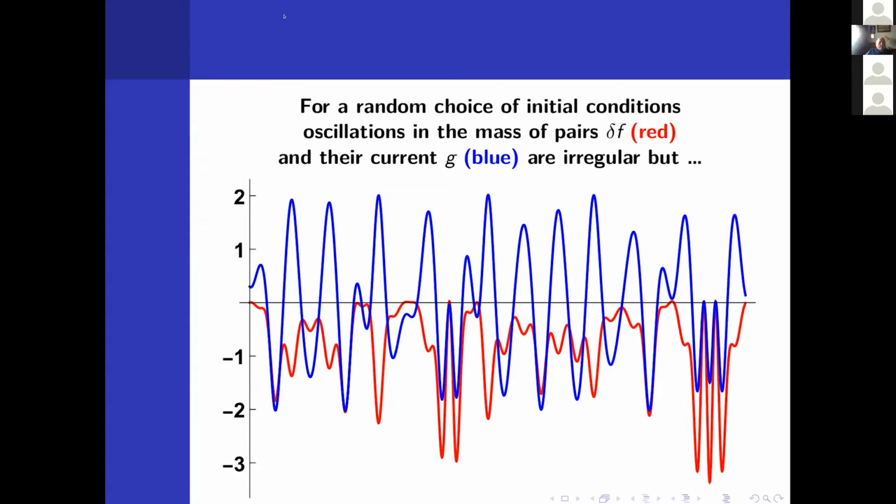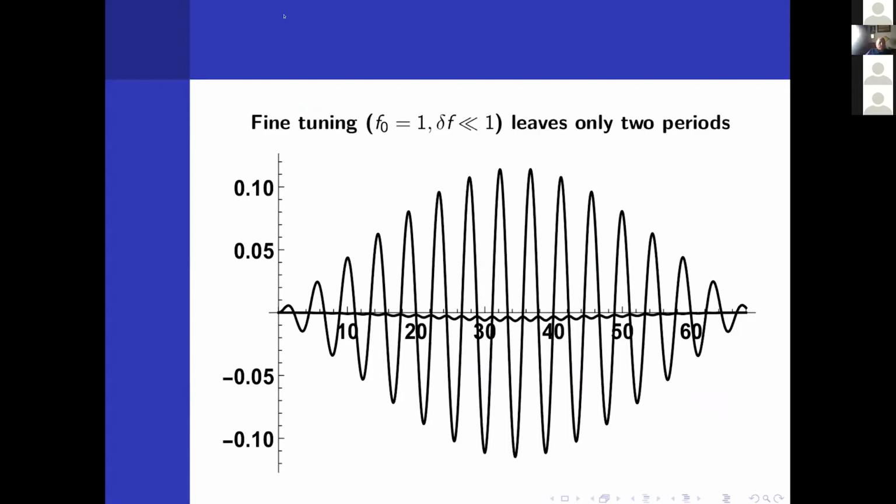And if you just take any combination of initial values, you get something like that. We have oscillations of the current, blue, and we have oscillations of the electron-positron pairs. But next slide, please. Fine-tuning gives something more interesting. We get something which has two periods, a long period and a short period. There are oscillations in the short period, and there is also the long period, which is definitely present here.